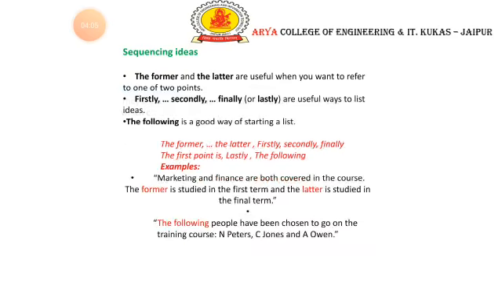Now sequencing ideas. Sequencing ideas basically means the logical manner, the logical reason where you can join them. The former and the latter are used when you want to refer to one or two points: firstly, secondly, and finally. We use such words to join some logical reasons. The following also we use so that they keep on continuing: the former, the latter, firstly, secondly, finally, the first point, lastly, the following.